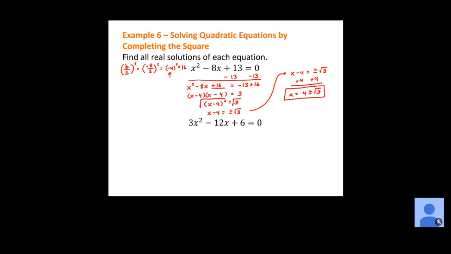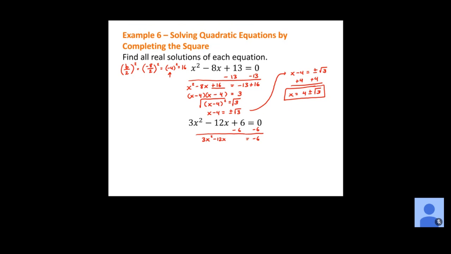All right, now this next one, similar steps, okay? I'll go ahead and tell you it's not going to factor, so I'm going to go ahead and move the 6 over first. So I'm going to subtract 6 from both sides. And that leaves us with 3x squared minus 12x is equal to -6.